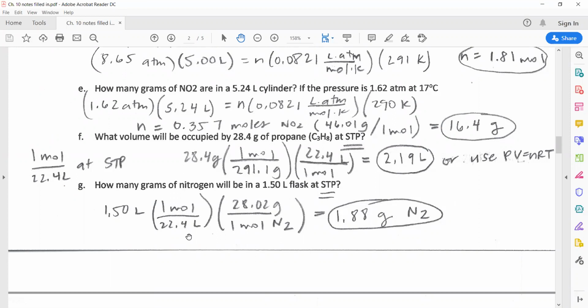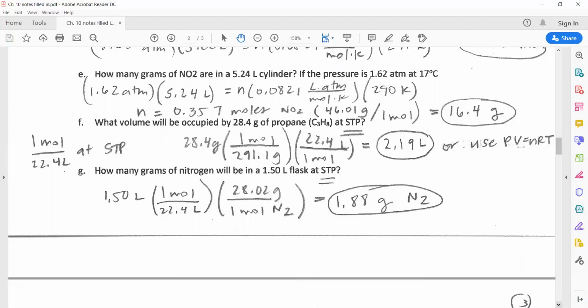So what I can do with liters is go to moles first using the 1 mole for 22.4 liters. That's called the molar volume, by the way, because it's the volume of 1 mole. Now I'm in moles and I can go 1 mole to grams using my molar mass. So we can multiply and divide, and here is our grams of nitrogen gas.